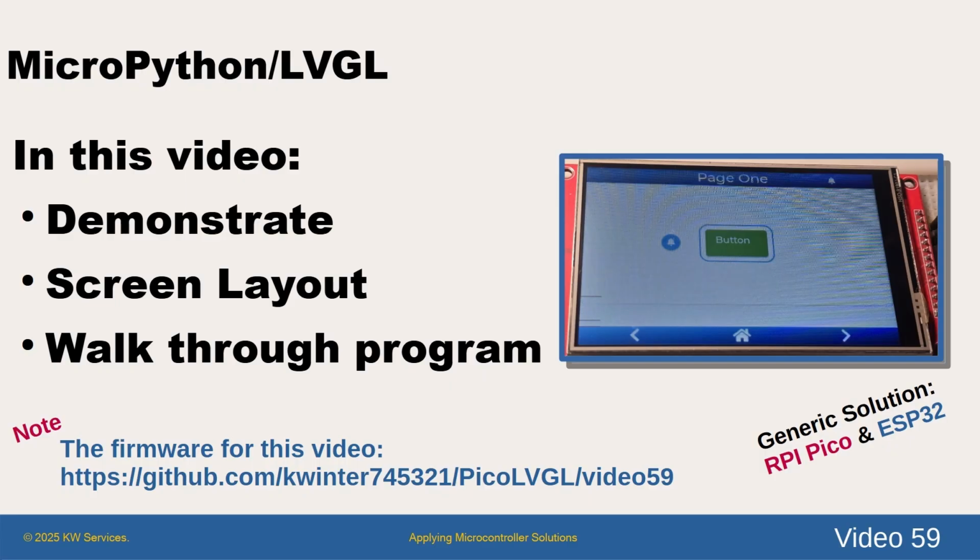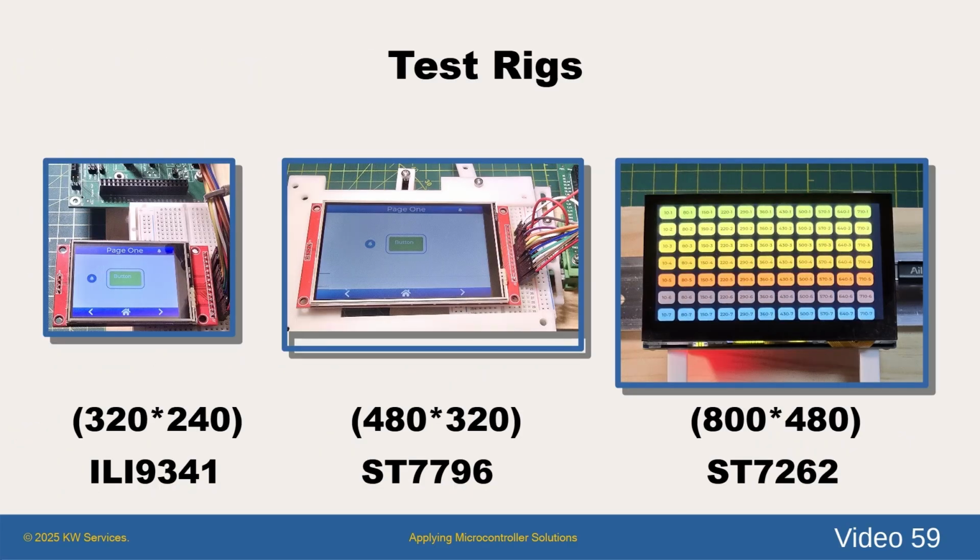For this effort, our testing includes the various small, medium, and large screens seen in previous videos. By chance, two displays utilize the Raspberry Pi Pico 2W USB board, and the third is using the 4.3-inch WaveShare large 800 by 480 display using an ESP32S3 USB module.